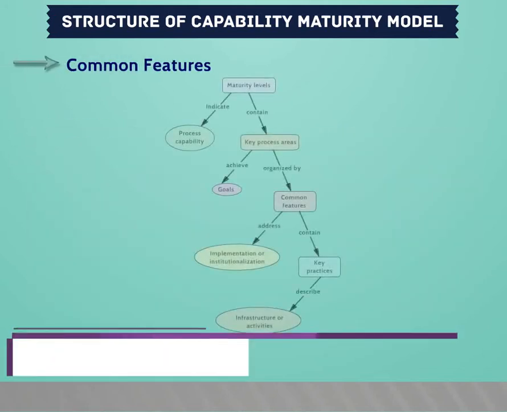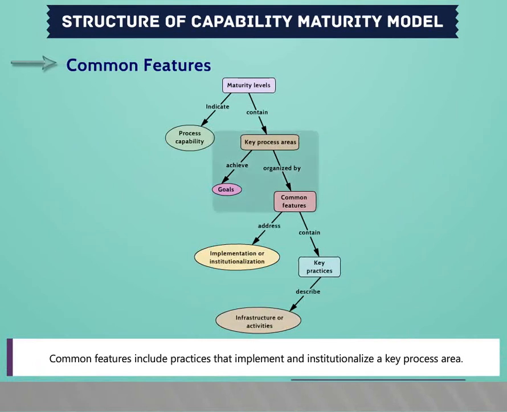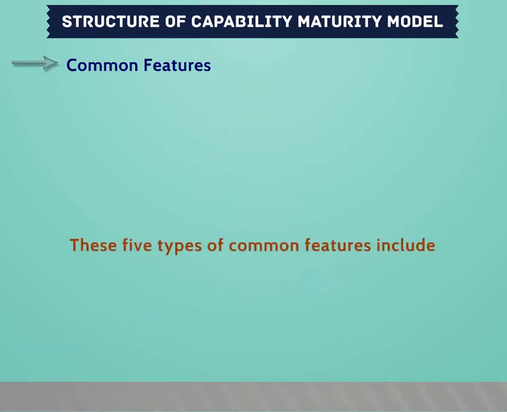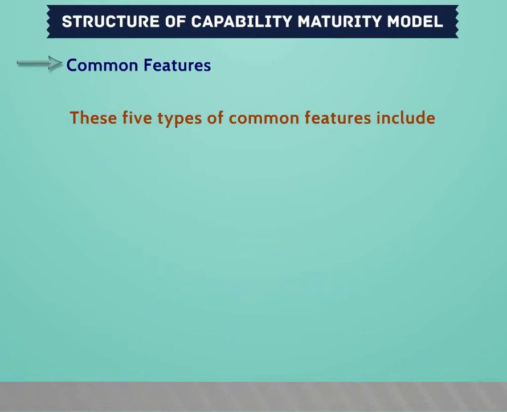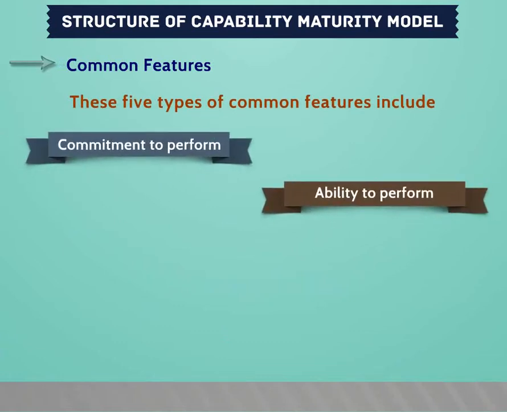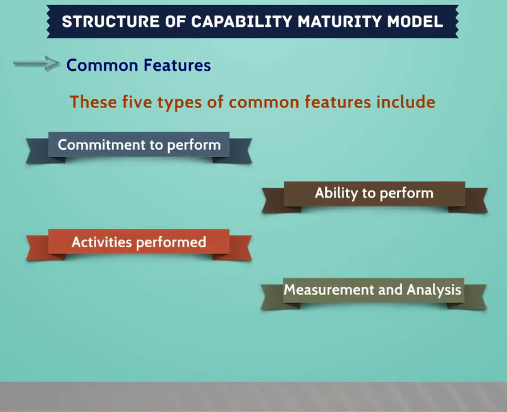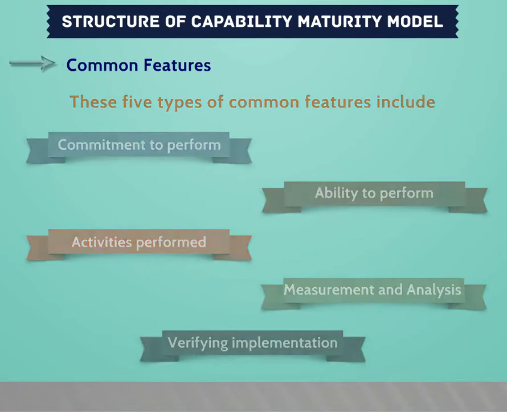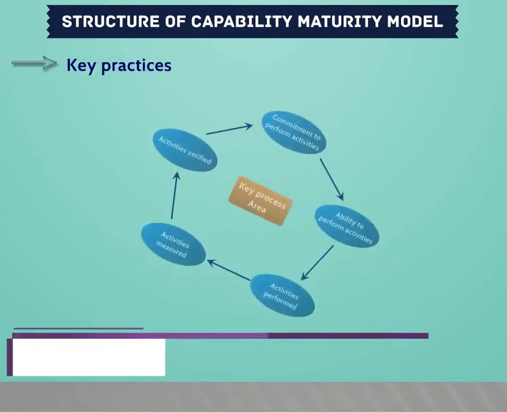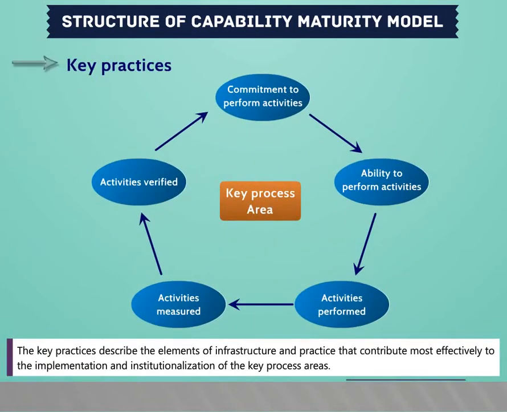Common features. Common features include practices that implement and institutionalize a key process area. These 5 types of common features include commitment to perform, ability to perform, activities performed, measurement and analysis, verifying implementation. Key practices. The key practices describe the element of infrastructure and practice that contribute most effectively to the implementation and institutionalization of the key process areas.